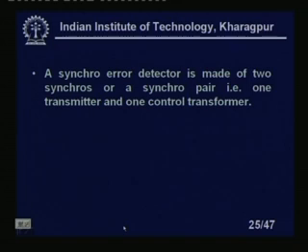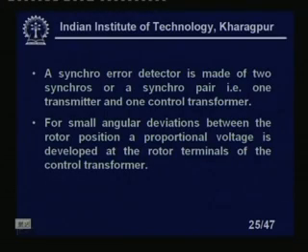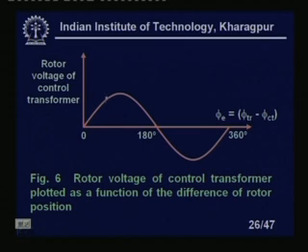Now, a synchro error detector is made of two synchros or a synchro pair, that is one transmitter and one control transformer. For small angular deviations between the rotor positions, a proportional voltage is developed at the rotor terminals of the control transformer. We have seen that it is a sinusoidal voltage. So, for small deviations near the vicinity of the null, we can use it as a linear sensor. You can see that for almost 15 degrees it is used as a linear sensor.